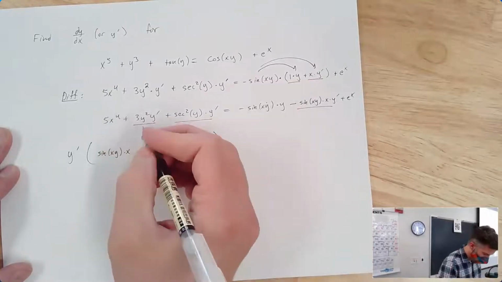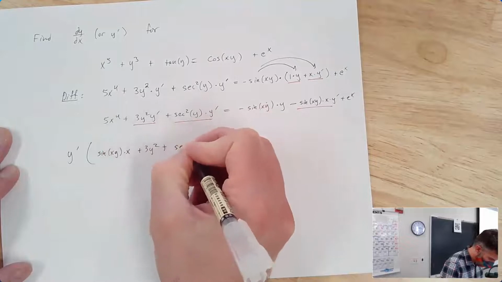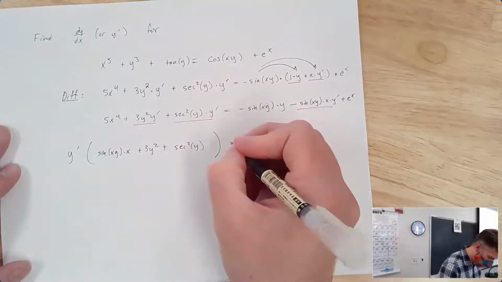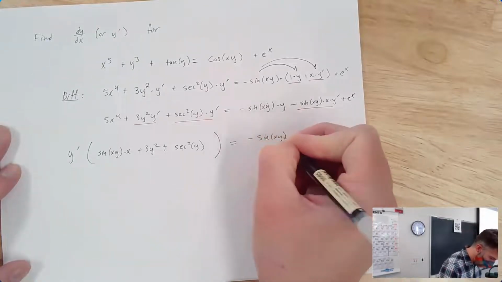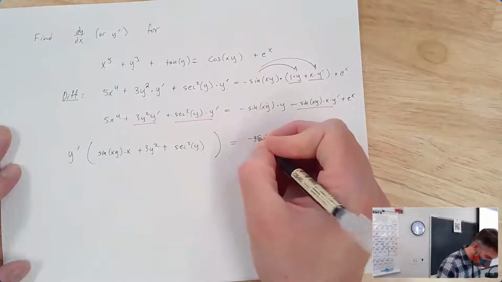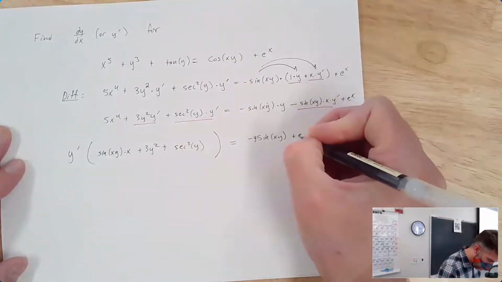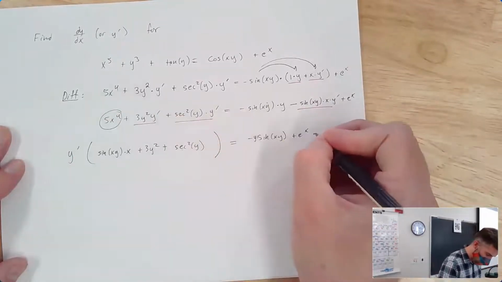I'm going to have a positive 3y squared, and a positive secant squared of y. And then on the right-hand side, I have my negative sine of xy times y. I would probably put the y in front, actually, and write it as negative y times sine of xy. I have a plus e to the x and a minus 5x to the fourth coming to the other side.